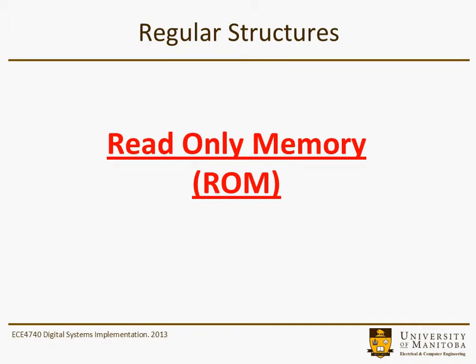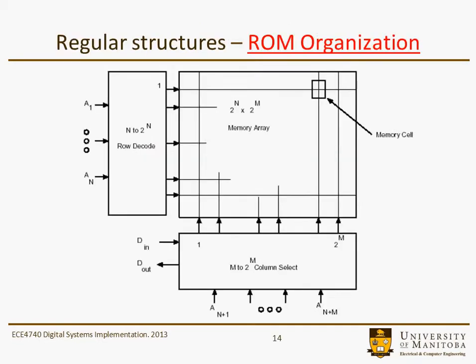This section is still continuing with regular structures. It's read-only memory, somewhat deprecated, but the architecture of the read-only memory certainly is still quite relevant. So in this particular case, we have an n-bit row decoder and an m-bit column decoder, and it'll decode this array to one of these memory cell elements, which will then be put on the D-out pin.